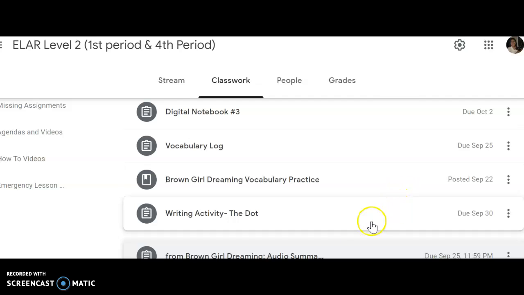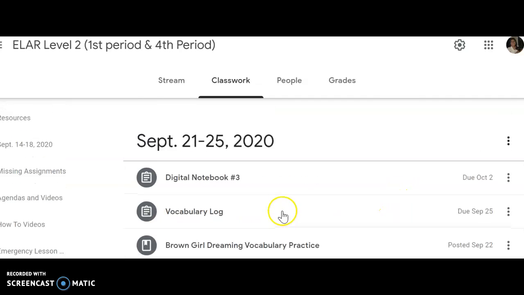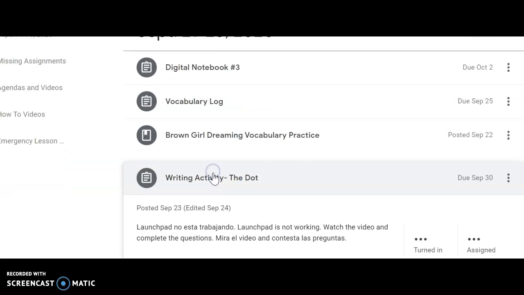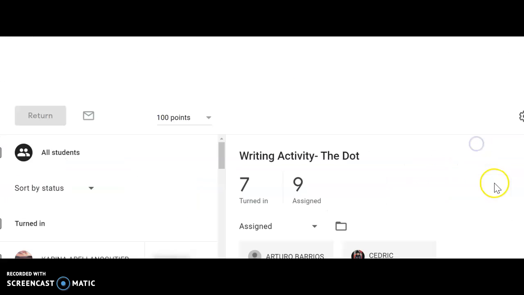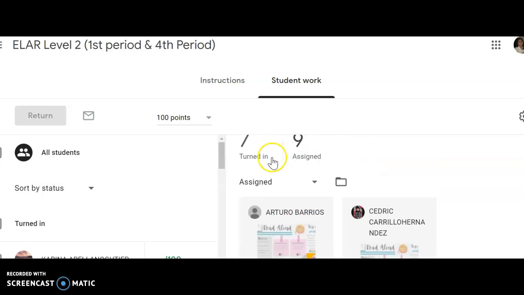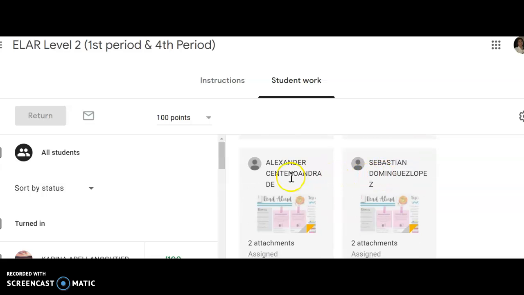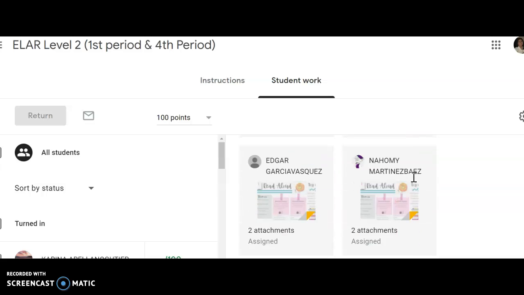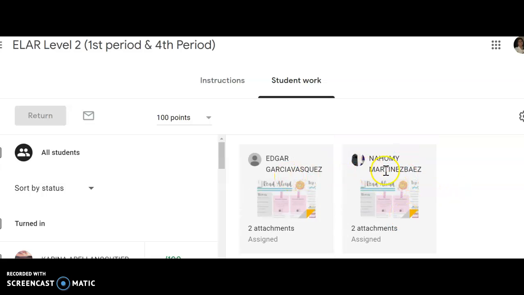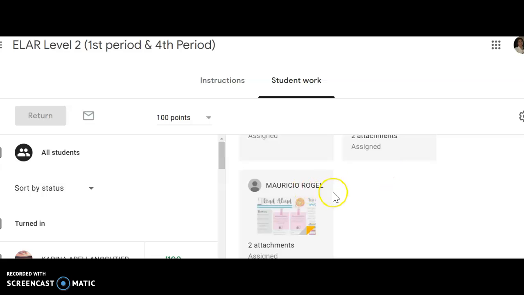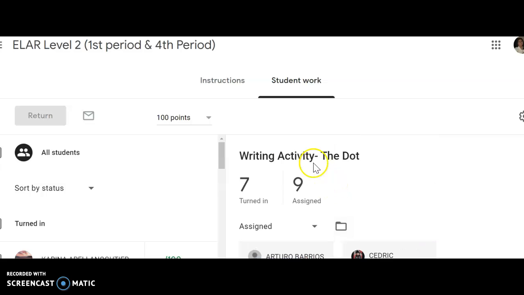Next activity that I need is the writing activity, the dot. So está debajo de 21 hasta 25. The writing activity, the dot. Okay, so las personas que necesitan hacerlo: Arturo, Cedric, Alexander, Sebastian, Edgar, Naomi, Kashnelis, Gerson, and Mauricio.